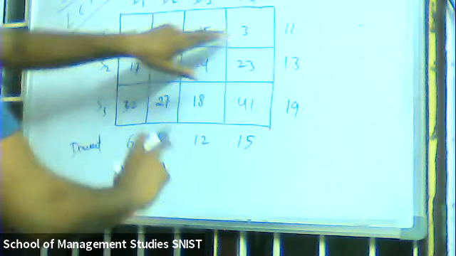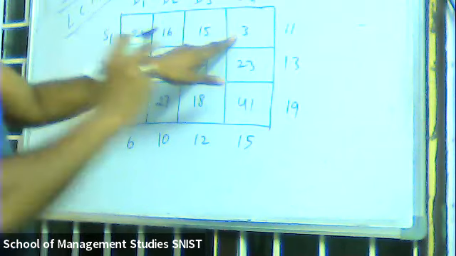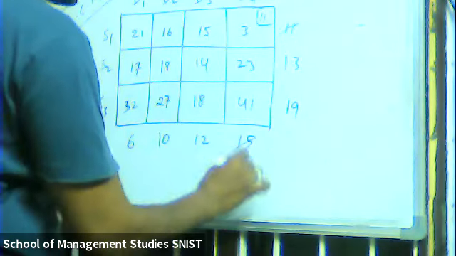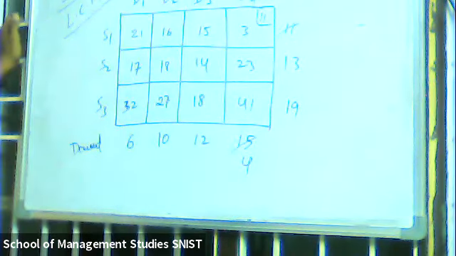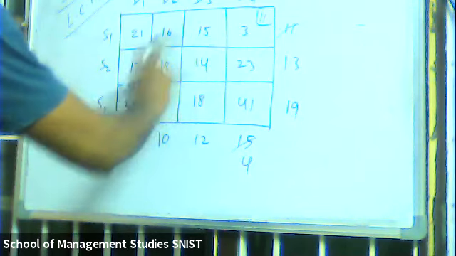So first we need to allocate in x14. Same procedure: compared to supply and demand, 11 and 15, which one is the minimum? 11, sir. So allocate 11 here and it becomes 4. Now, is there any possibility to enter into x11, x12, x13, x14?